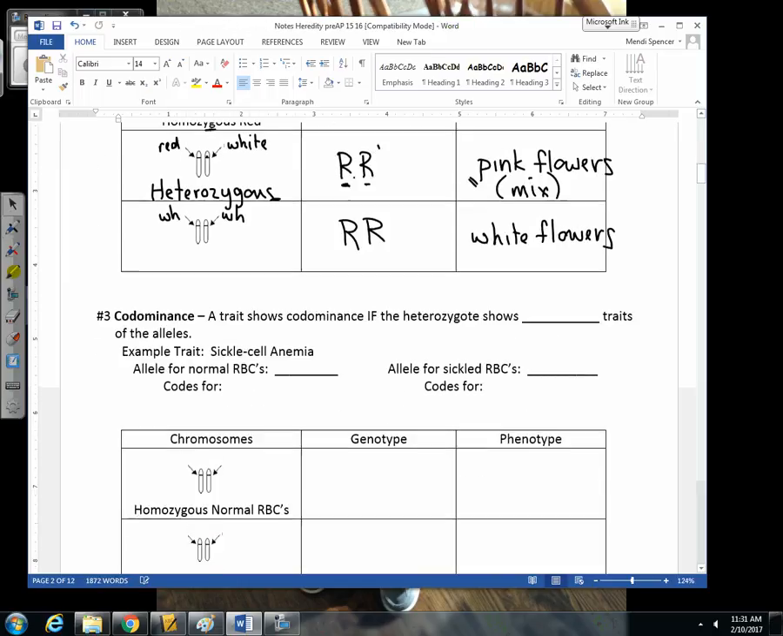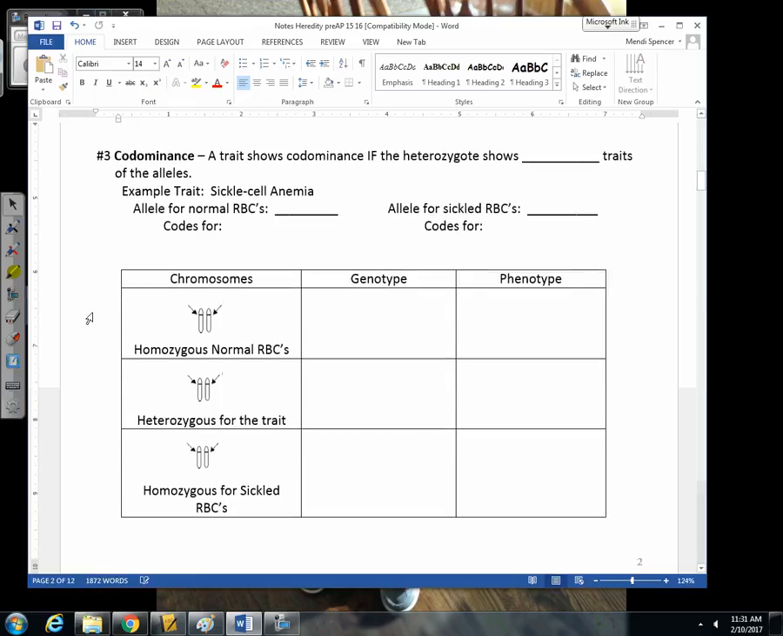And then finally, the third type of inheritance is called codominance. Think what that prefix co means. Like if you have co-captains, then you have two and they have equal power. So codominance means you're going to have two alleles and they both are going to dominate. They will not get covered up by the other one.